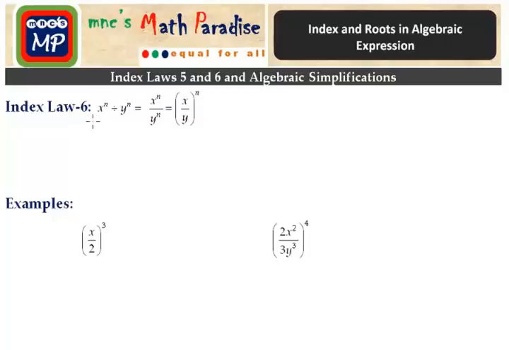Here we will learn index law 6, where two different base terms with the same power are divided by each other. In index law 2, we know that if x to the power m is divided by x to the power n, then we get x to the power m minus n. Here the bases are the same but the powers are different, and if we divide them, we get the same common base, and the powers are subtracted.